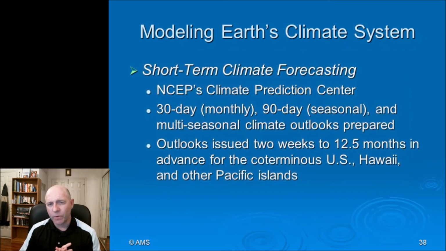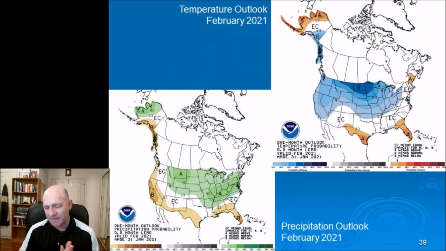So the short-term forecasting is the backbone of this, from NCEP's Climate Prediction Center and Weather Prediction Center. But when we think about climate-scale forecasting, these are 30 and 90-day outlooks that are issued very frequently, a couple of times a month for the United States and its outlying areas. This one I pulled down just today is the temperature outlook, to the top right, for February, and the precipitation outlook for February of 2021.